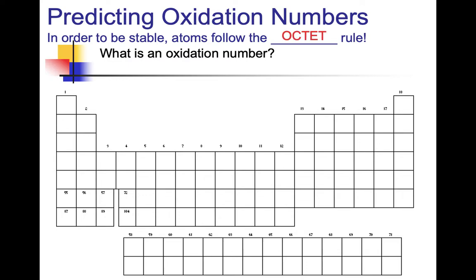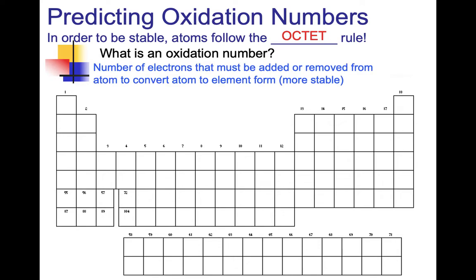First of all, atoms must fulfill the octet rule, which means in order to be stable, they have to have a filled outer energy level. They can obtain that by either gaining electrons or losing electrons. We call those oxidation numbers. What electrons will be added or removed to make an atom more stable? We already know from the other day that group 1 has one valence electron. So we're going to look at what happens to the metals when they form ions and the nonmetals when they form ions. First, we're going to focus on the cations.